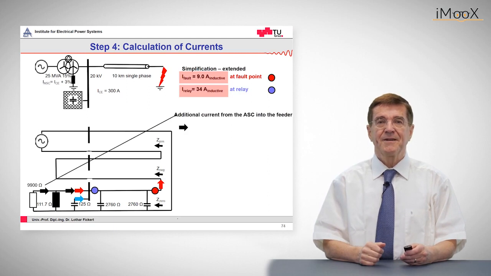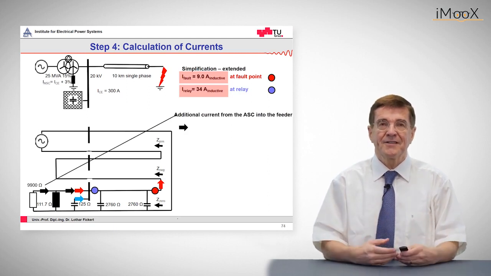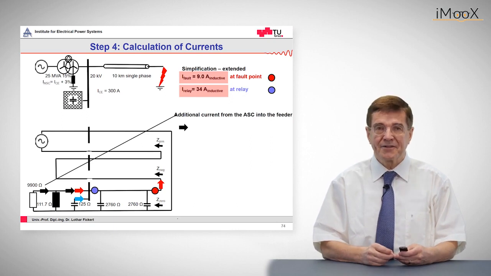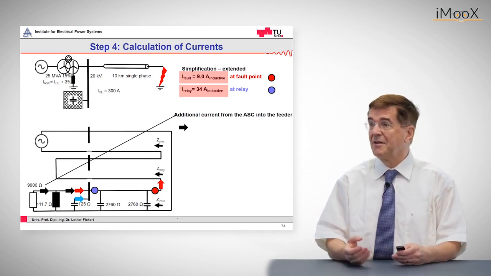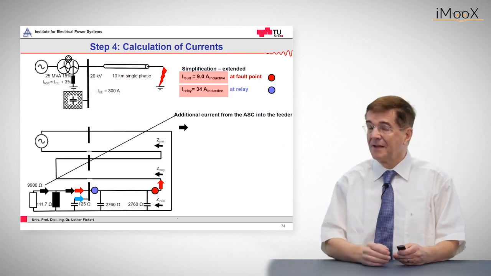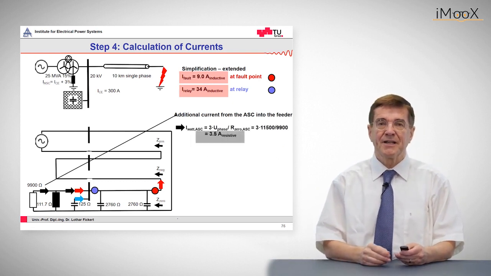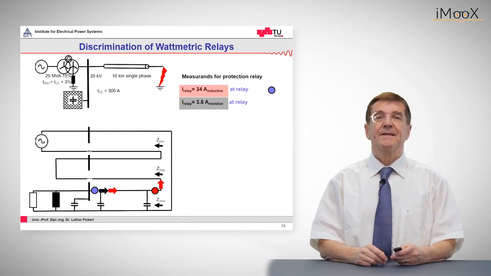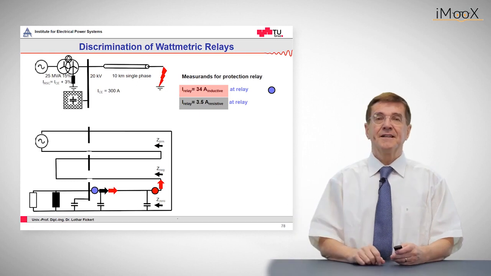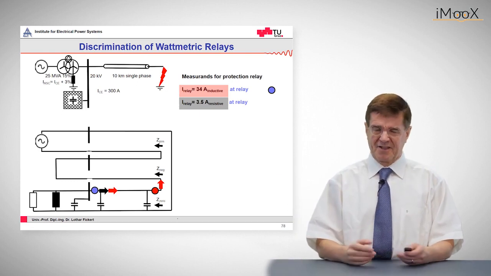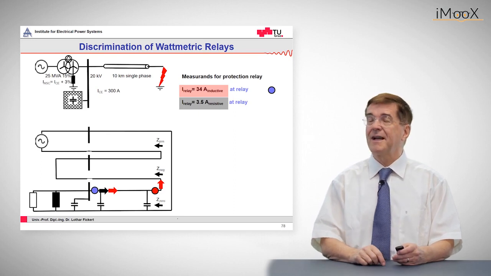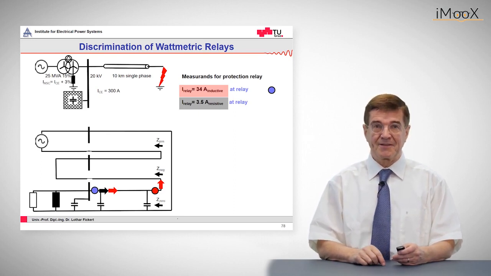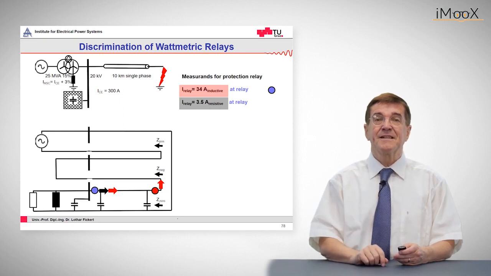I will show this here, and we should add now this normally neglected resistive current, the wattmetric current, which is given by the losses of the arc suppression coil. That comes out as 3.5 amps in the zero sequence system. So, as it was shown, the protection relay at the bus bar looking into the feeder sees a reactive current of inductive type of 34 amps and a resistive current of 3.5 amps. And the resistive current is the decisive one.